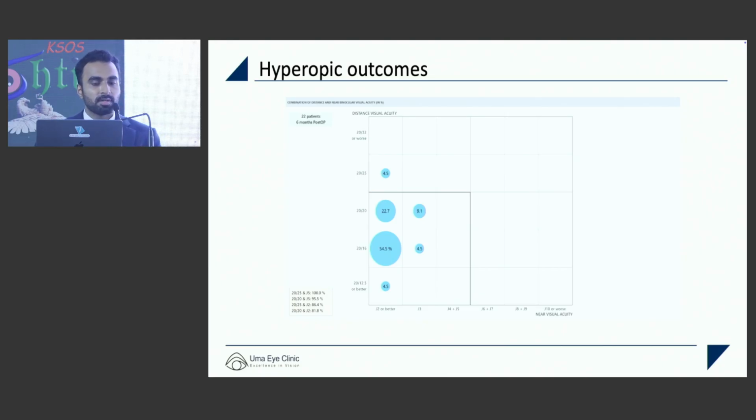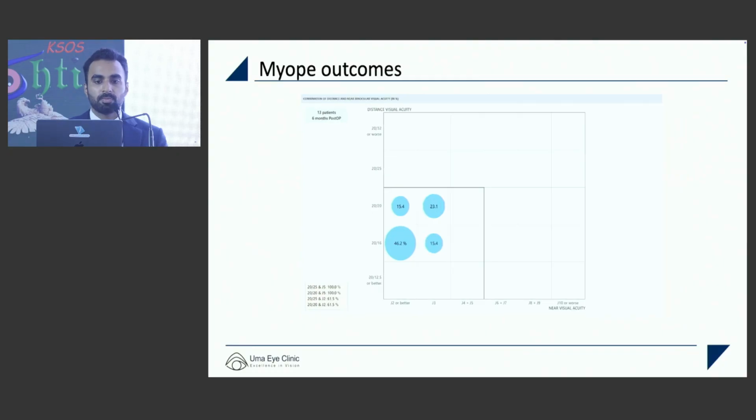This is also a study I did with about 22 hyperopic patients, and I followed them for 6 months. 95% of these patients had 6/6 with N5, and 81% of these patients had 6/5 with N5. This is in hyperopia. Similar results in myopia as well. We found 100% of myopic patients had at least 6/6 N6, whereas 60% of patients had 6/5 with N5.